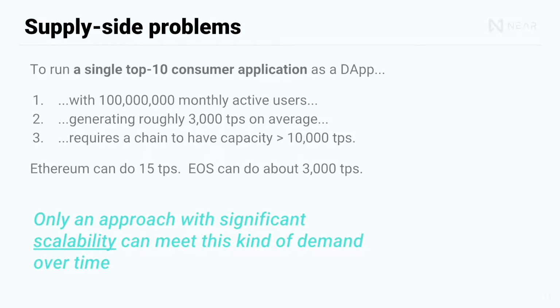So on the other side, the supply, right? Do we have the scale to actually build these things? Let's imagine we take one of the top 10 consumer apps on the App Store with 100 million active monthly users, which, if you average it out, is like 3,000 transactions per second. And this is taking how many transactions per second CryptoKitties have as their current daily actives. So this requires more than 10,000 transactions per second.